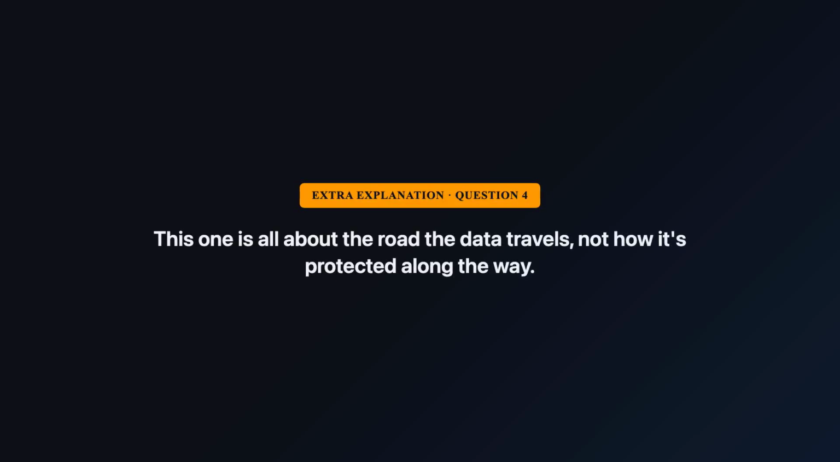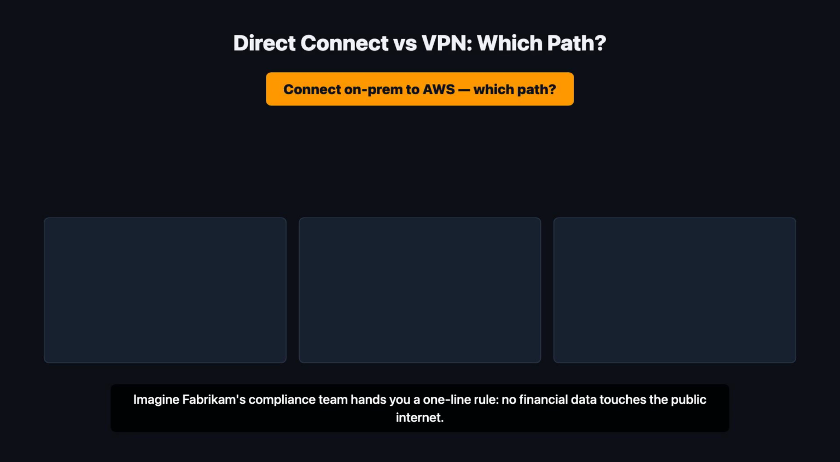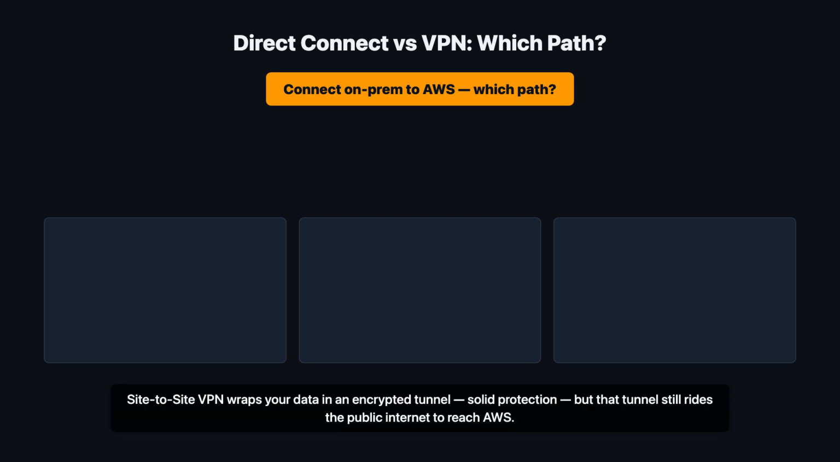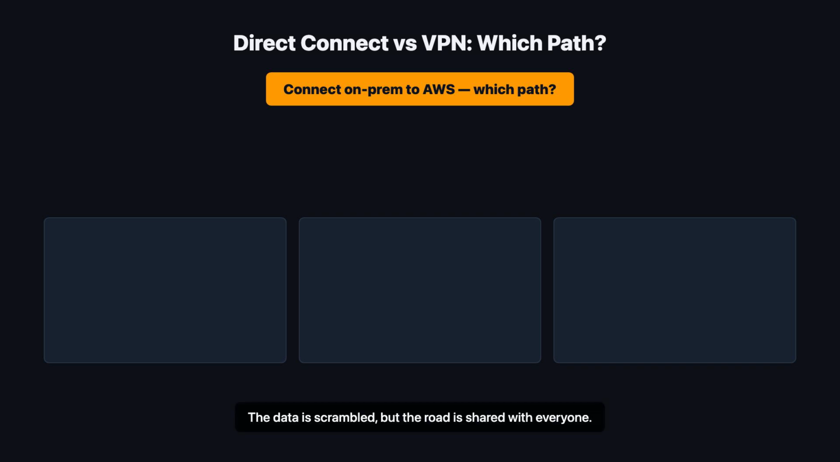This one is all about the road the data travels, not how it's protected along the way. Imagine Fabricom's compliance team hands you a one-line rule: no financial data touches the public internet. Full stop. Now you have two choices. Site-to-site VPN wraps your data in an encrypted tunnel, solid protection, but that tunnel still rides the public internet to reach AWS. The data is scrambled, but the road is shared with everyone.